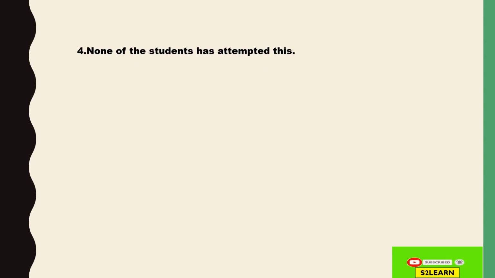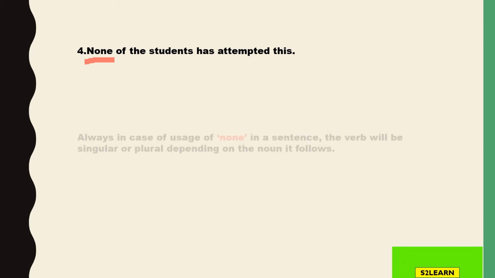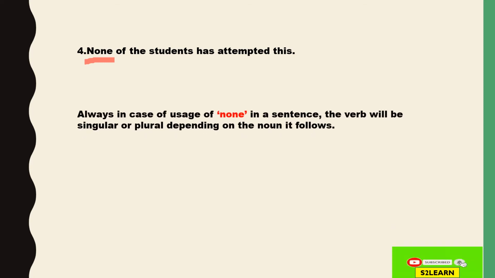None of the students has attempted this. Now in the case of none, in the usage of none in a sentence, the verb will be singular or plural depending on the noun it follows. Now here there is a condition. So I have taken this tricky type of question. Why? Because you will always be making it singular. I don't want that. If you find none in the sentence, then the verb will be singular or plural depending on the noun it follows.